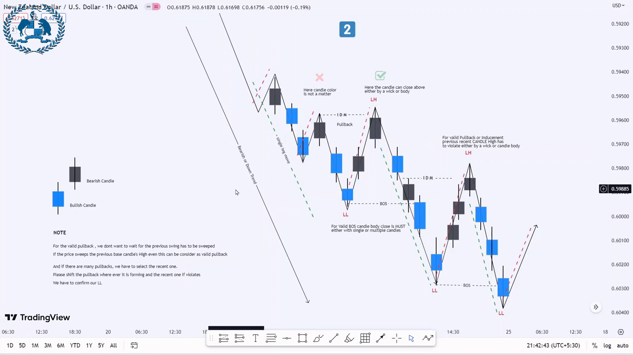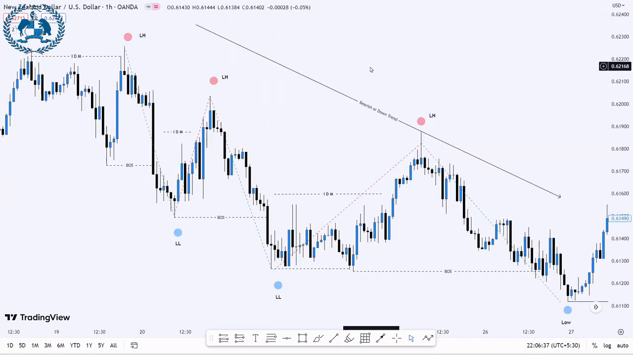Same way, as it is a bearish trend, we have to keep marking our lower high, lower low, lower high, lower low. So the same note here is, for the valid pullback, we don't want to wait for the previous swing to be swept. If the price sweeps the previous base candle's high, even this can be considered as our valid pullback. And if there are many pullbacks, we have to select the recent one. Please shift the pullback wherever it is forming, and if the recent one is violated, we have to confirm our lower low. As we saw in diagram 2, here we will see in the real chart how to mark our lower high, lower low, breakup structure and inducement.